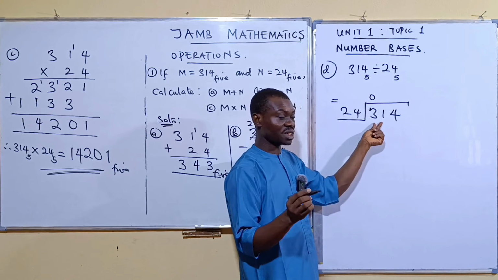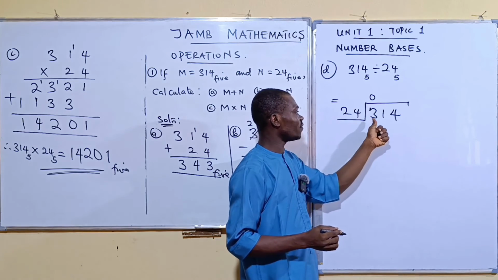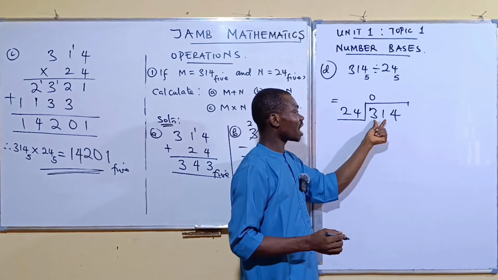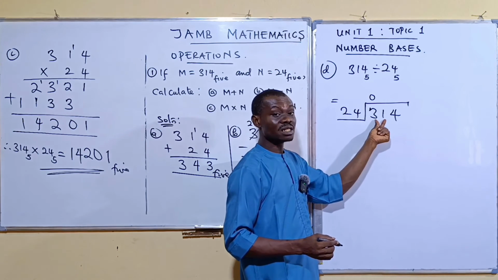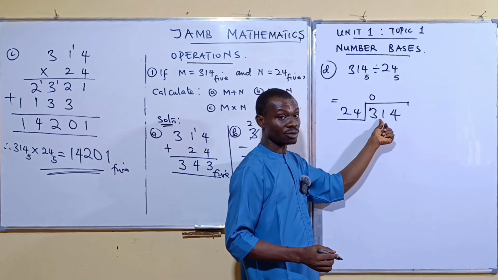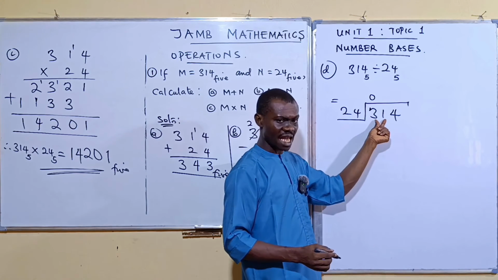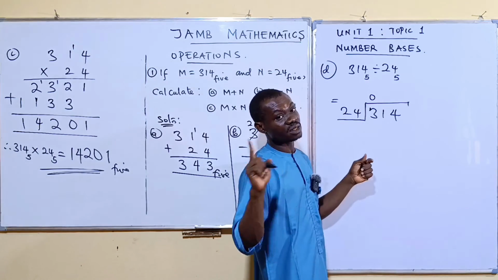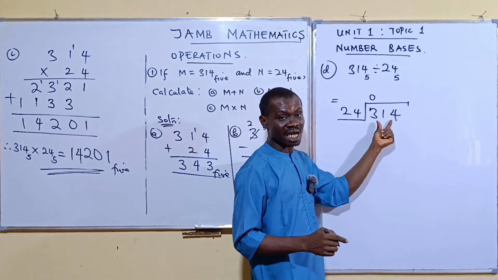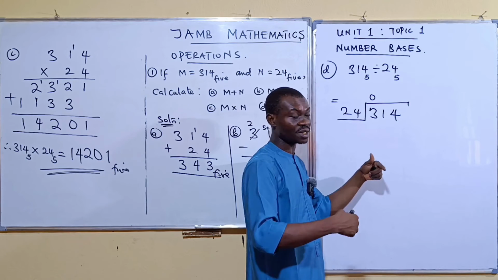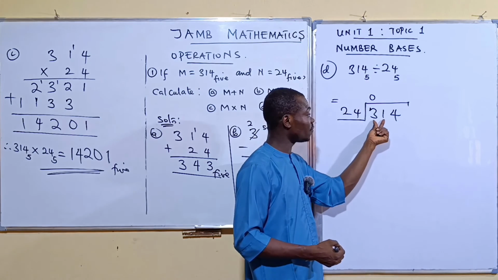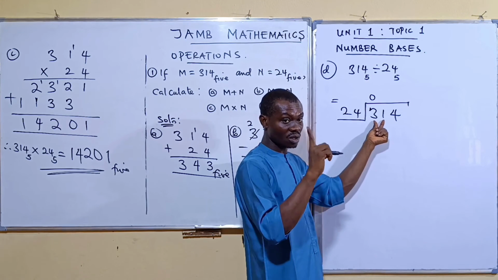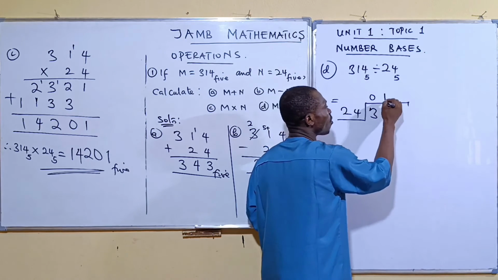So, can 24 divide 3? It can't. Can it divide 31? You join 1 down to it. Can it divide 31? Yes. How many? Not always 1. You only record 1 if it's under binary. So when it can, you now ask yourself how many times. Now, how many times can 24 go into 31? It's only once. Okay, so you now write 1 here.